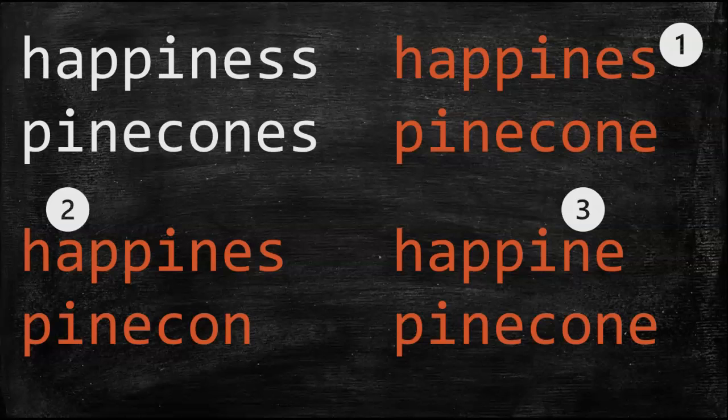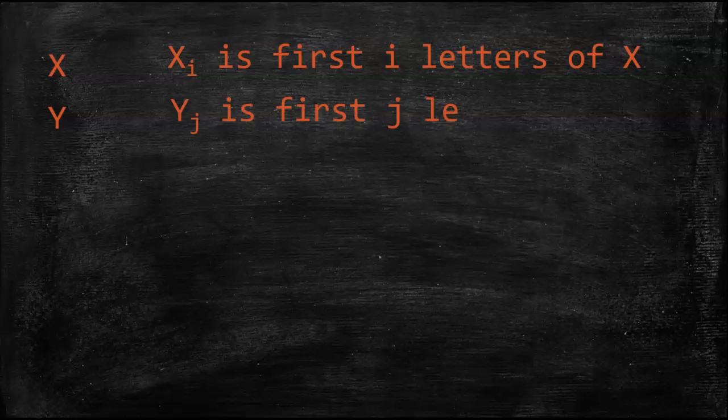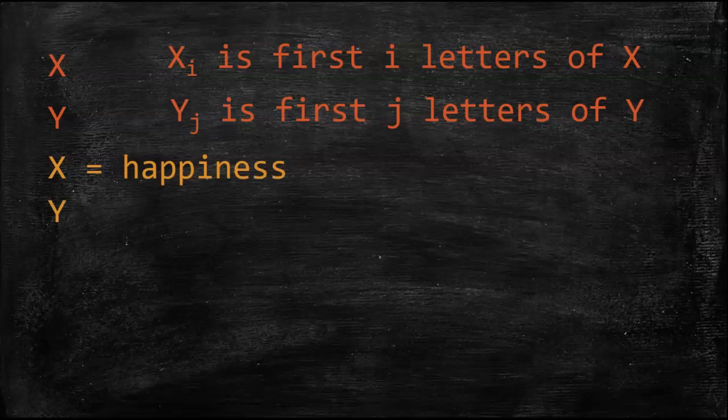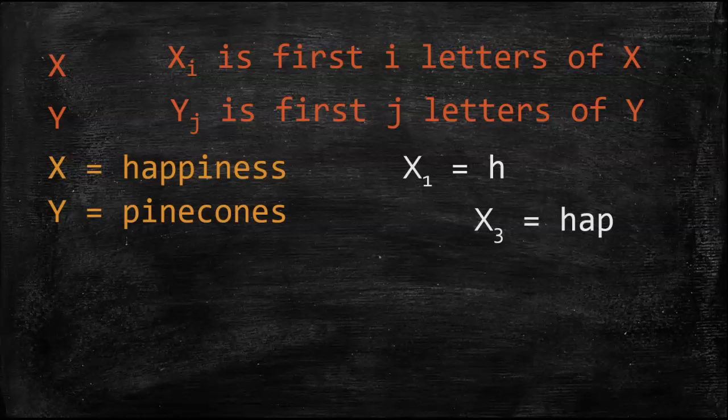Let's write it up as a recurrence relation, because once we have that, we're as good as done. First, some definitions. X and Y are the two words we're comparing. X sub I is the prefix, the first I letters of X, and the same for Y, using J as an index. Y sub J are the first J letters of Y. Some examples for the words we have, happiness and pinecones, are X sub 1 is H, X sub 3 is HAP, Y sub 4 is PINE, and Y sub 9 is the whole word.